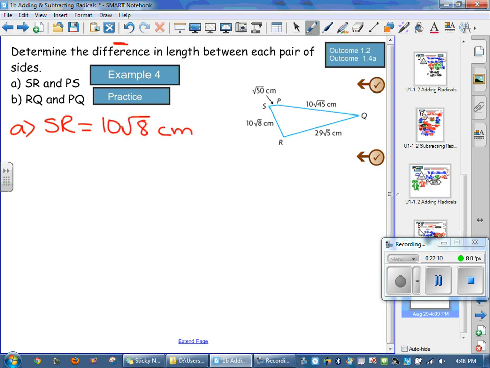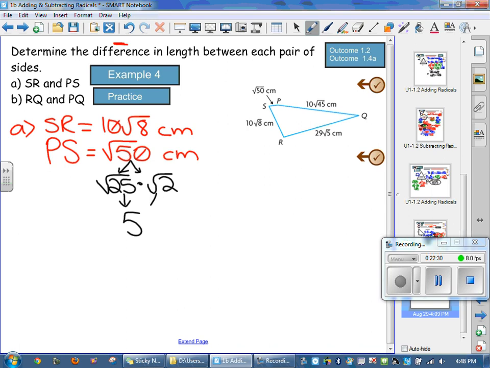Well, root 50 is not broken down, so I need to break root 50 down. And we've done this quite a few times. We know it's root 25 times root 2. The root of 25 is 5. I'm going to stick my root 2 right beside. So now I have my simplified form. So we want to know the difference between these two. Since I'm doing difference, I'm just going to subtract them.